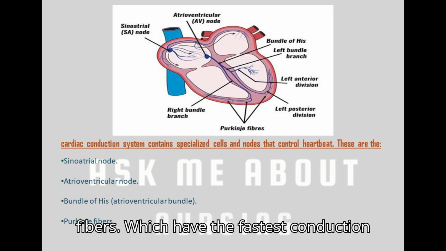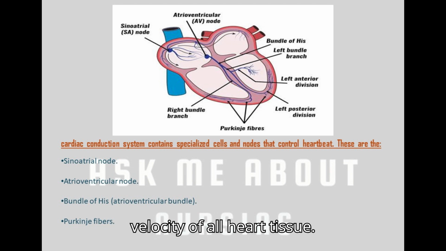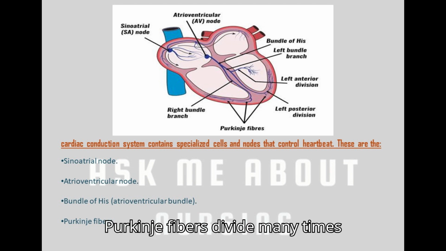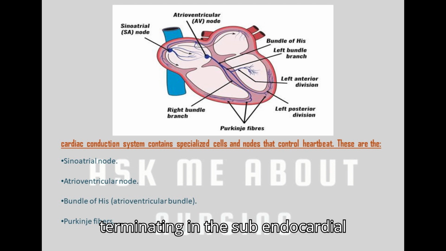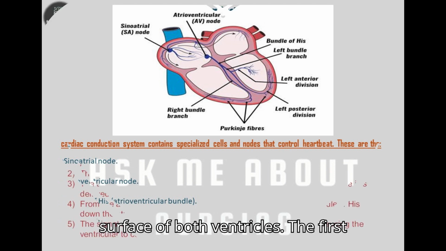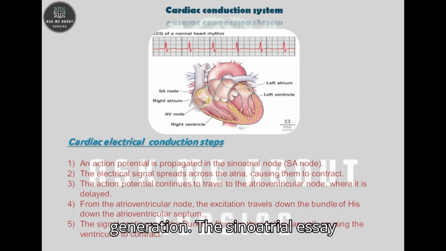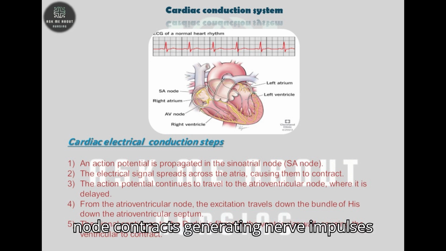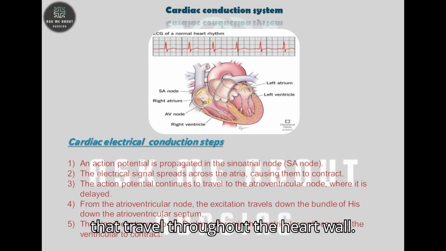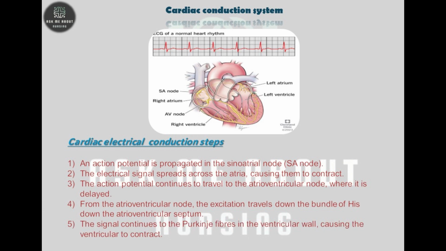fibers, which have the fastest conduction velocity of all heart tissue. Purkinje fibers divide many times, terminating in the subendocardial surface of both ventricles. The first step of cardiac conduction is impulse generation. The sinoatrial SA node contracts, generating nerve impulses that travel throughout the heart wall. This causes both atria to contract.